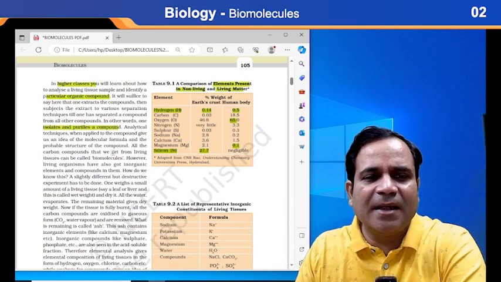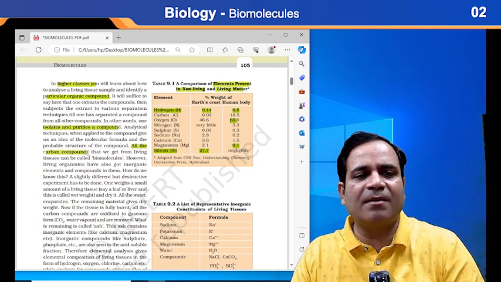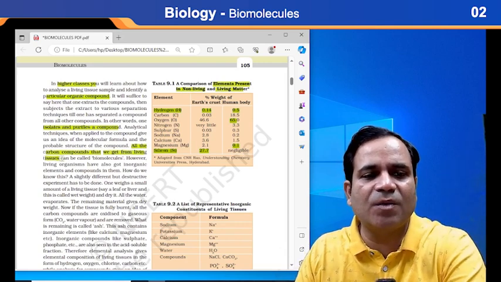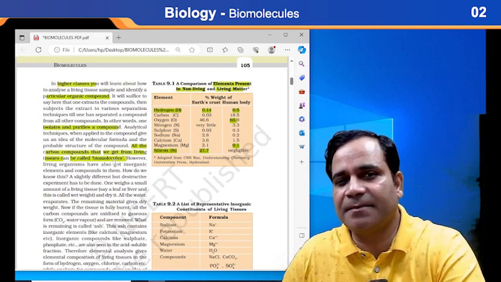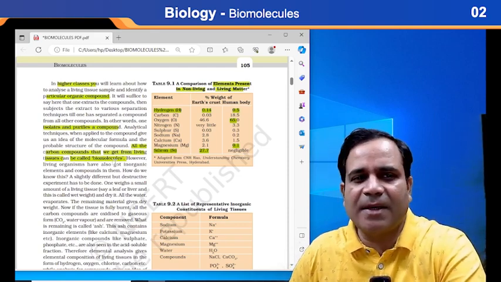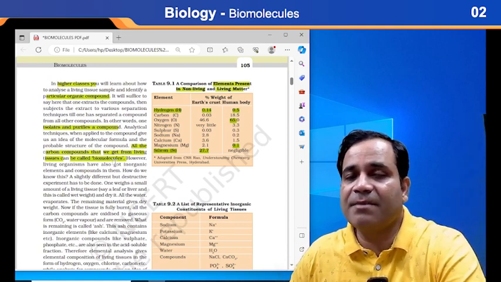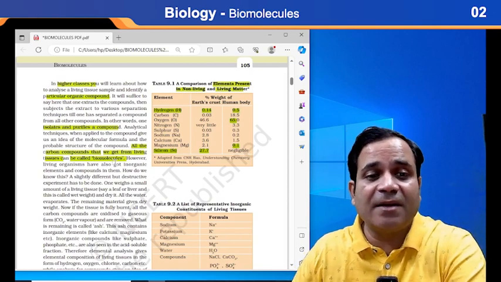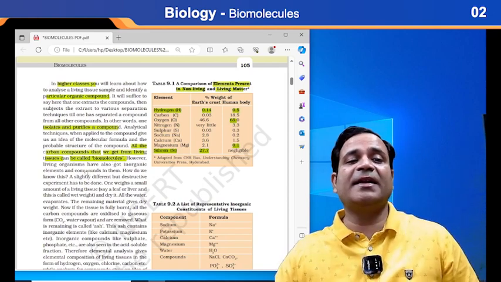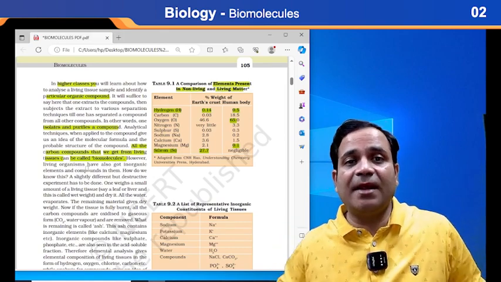Here I am saying that all the carbon compounds that we get from living tissue can be called biomolecules. This is a very interesting line, my dear. See what I am saying here: all the carbon compounds, that is, compounds made up of carbon, that we get from living tissue can be called biomolecules, my dear.